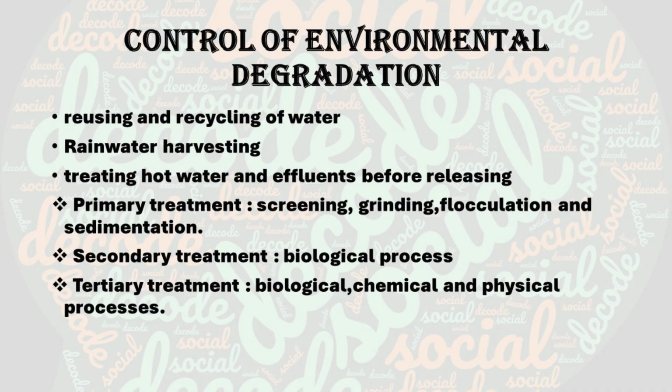Industries should develop a green belt around factories. What is the meaning of green belt? Around the factories it is their duty to grow plants as much as possible. So if they take these measures, definitely in the future we can reduce the pollution caused by the industries.